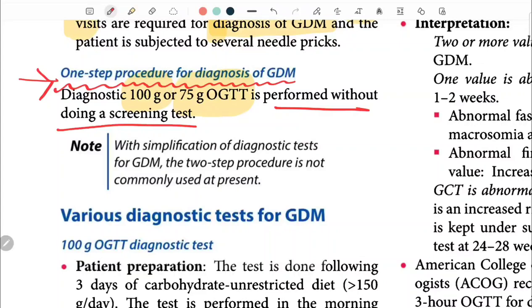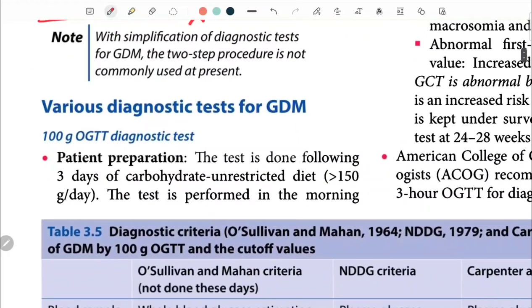Initially the screening test was OGCT. From the OGCT threshold value, we then do the OGTT in the case of a two-step procedure. Whereas in the one-step procedure, we directly do the OGTT, that is 100 gram or 75 gram, without doing the screening test. With simplification of diagnostic tests for GDM, the two-step procedure is not commonly used. It's the one-step procedure which is commonly used.